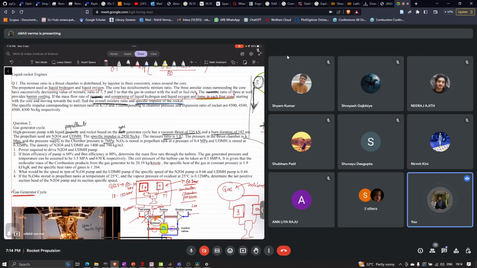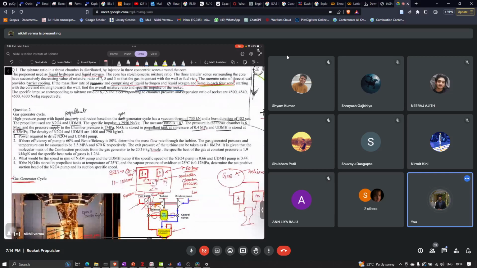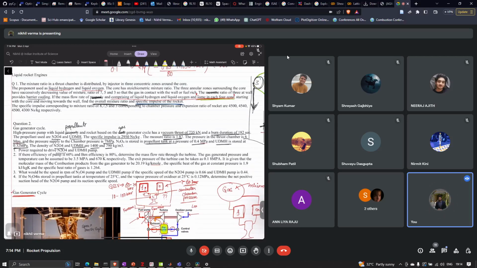N2O4 is stored in a propellant tank, which has a pressure of 0.4 megapascal. UDMH is stored at 0.32 megapascals. The density of UDMH and N2O4 is given as 1400 and 790. So what we have to find is what is the power that is required to drive this N2O4 and UDMH pump. So I hope we have done similar problem in the past.